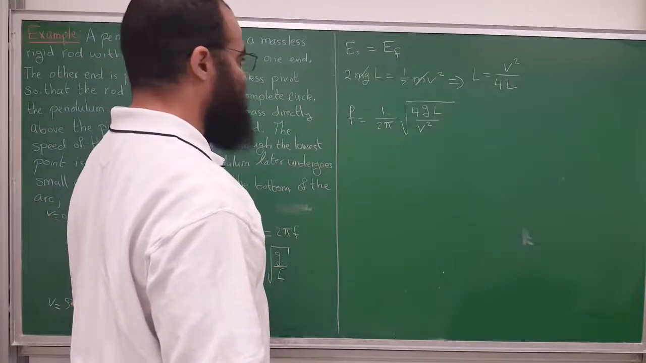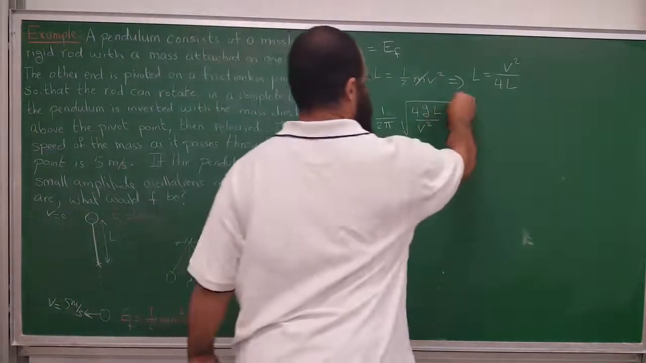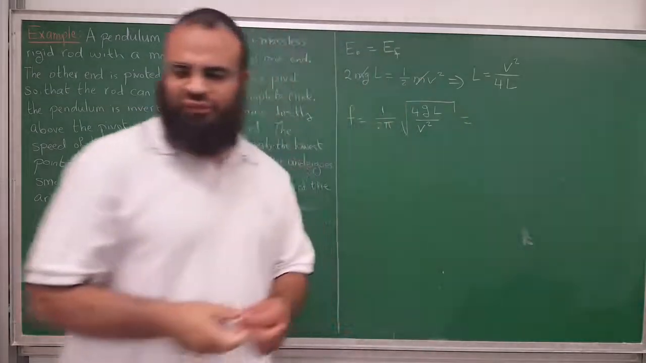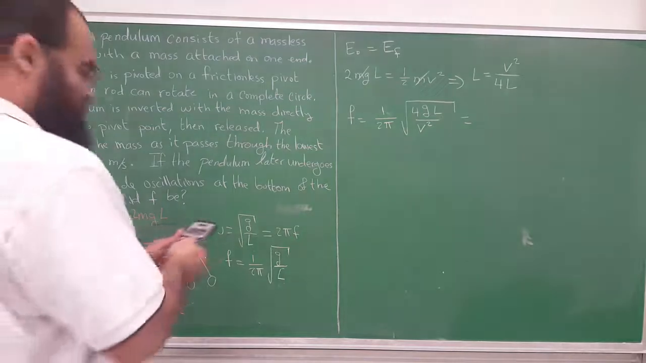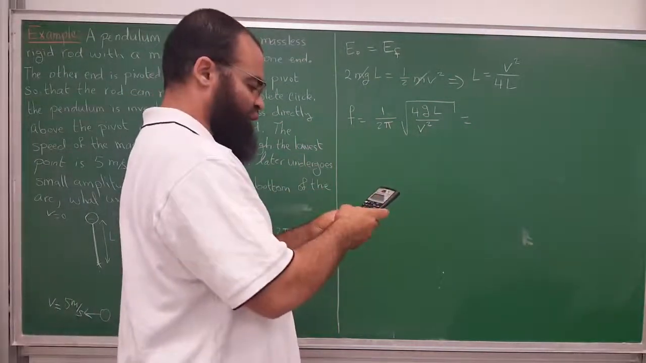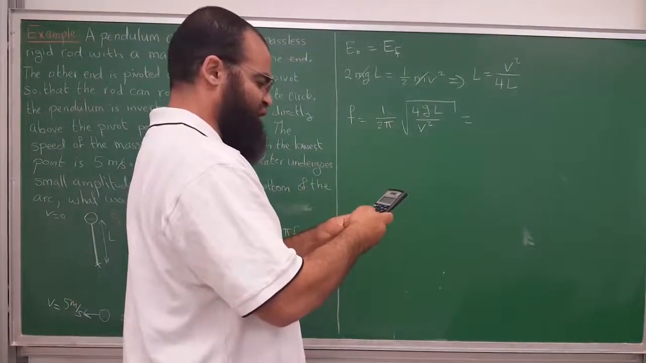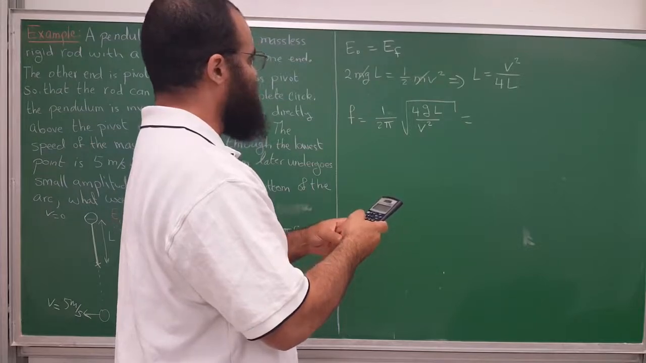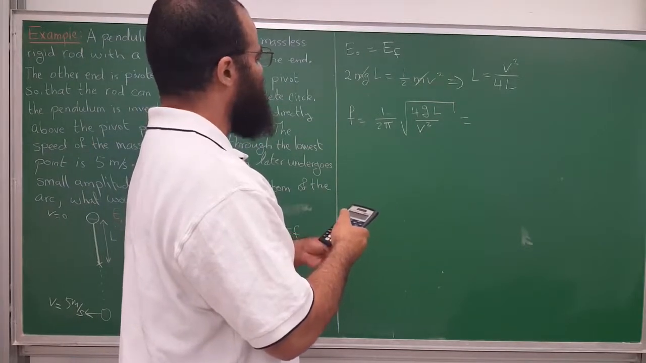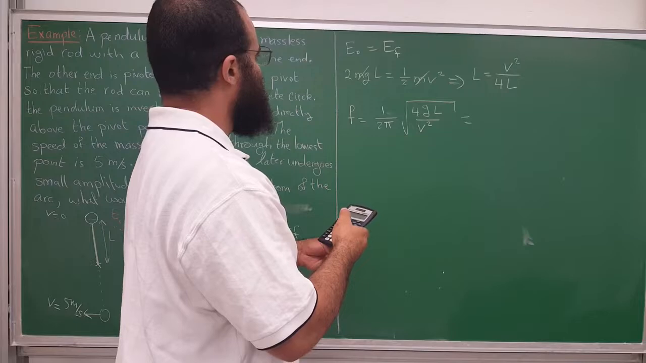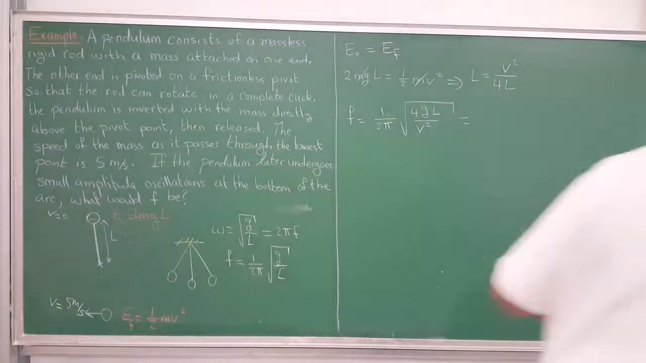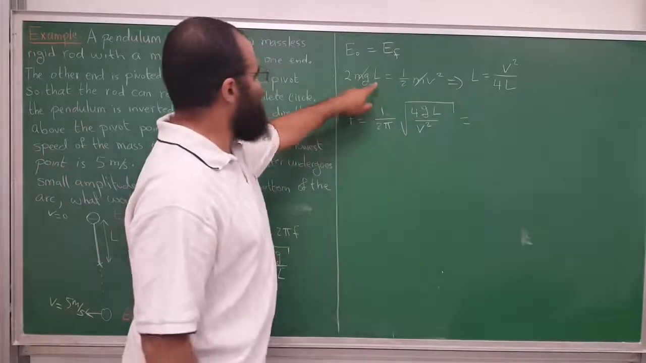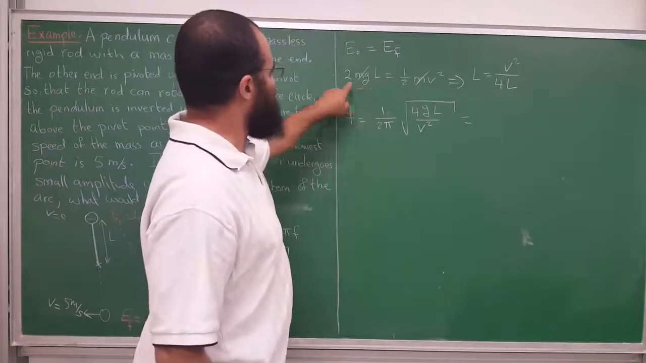Yeah, and I think we have it. Now all we have to do is simply plug in the numbers. Let me get my calculator here. So it's just plugging in numbers. So 4 times g, that's 9.8, times... what did I do? I made a mistake here. I'm solving for L, so I divide by the 2g.